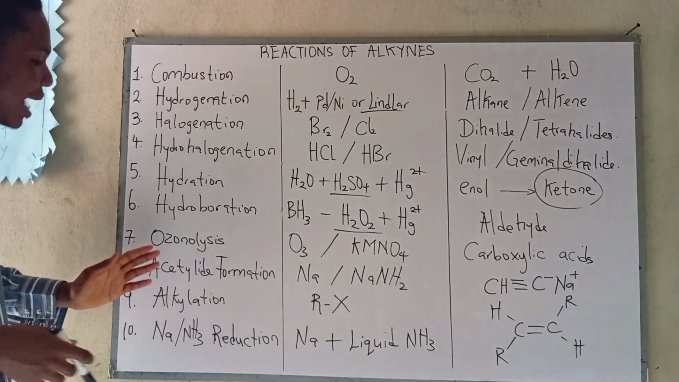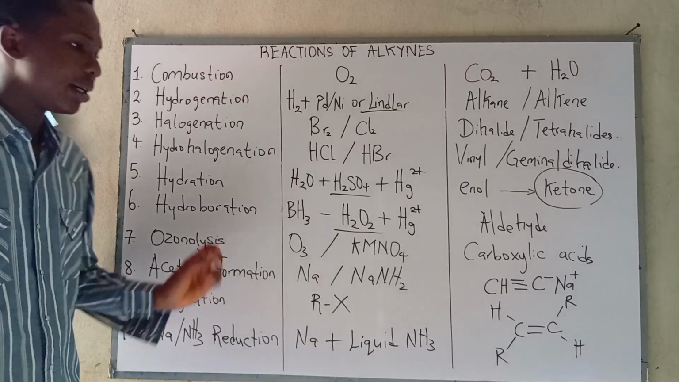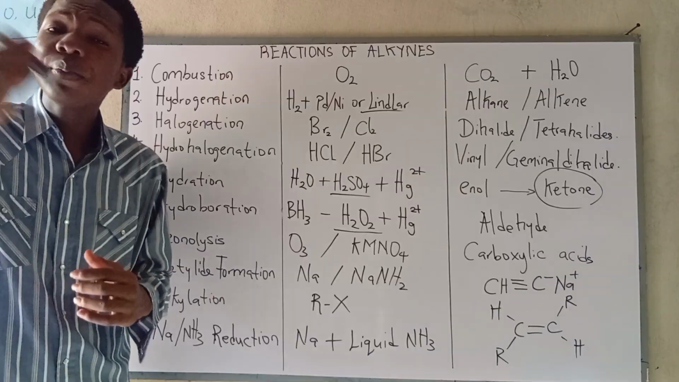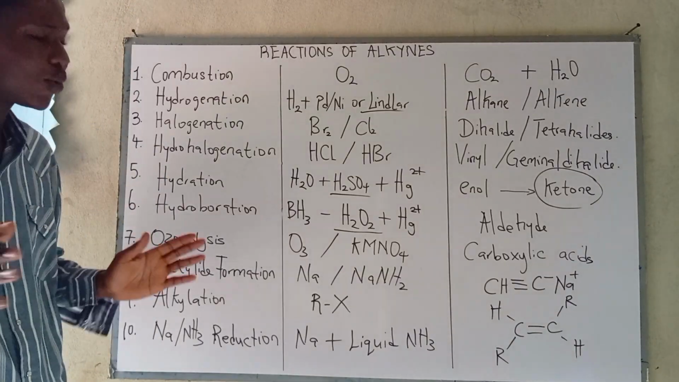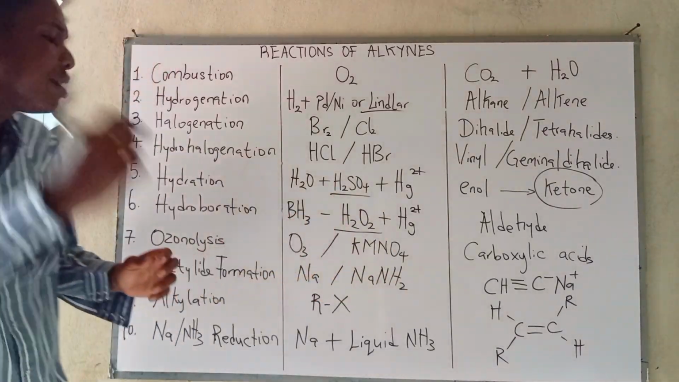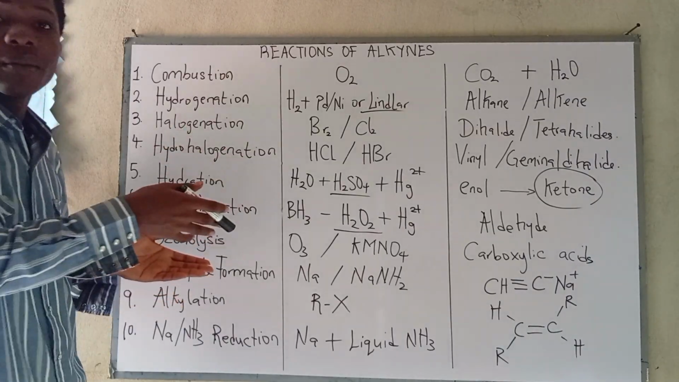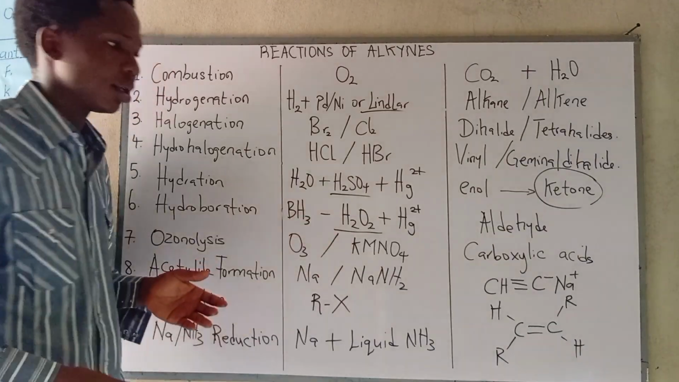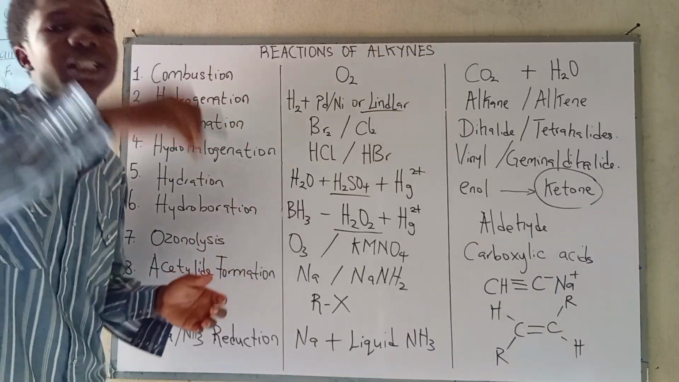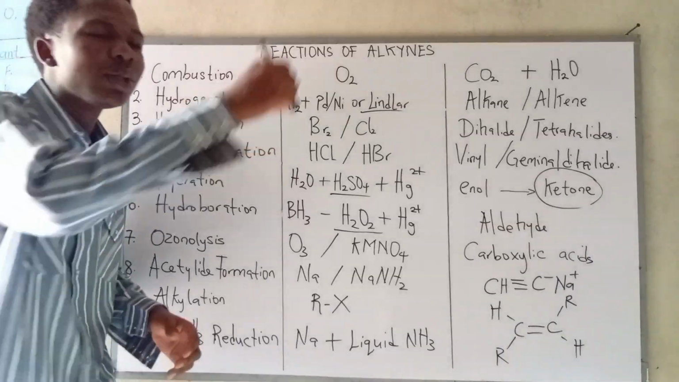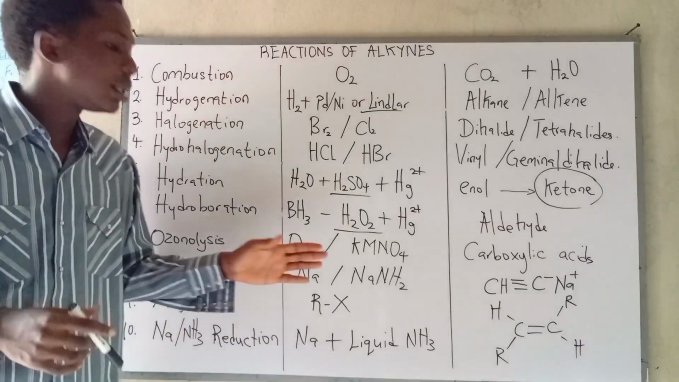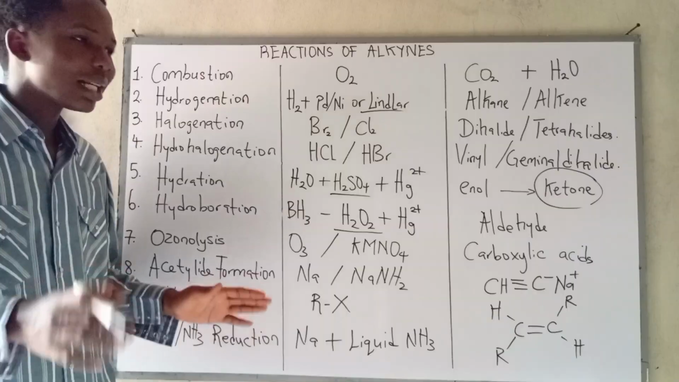We have acetylide formation. This one is very, very easy. When we have an alkyne, we react it. We need a very strong base for this to happen, and obviously we have the guy for it. We have either sodium amide or sodium... Sodium amide will work for this reaction. When we react the alkyne with a very strong base, it will remove the acidic hydrogen present in the alkyne. This is to tell you that the alkyne must be a terminal alkyne for this reaction to take place. Do you understand? It must be a terminal alkyne.